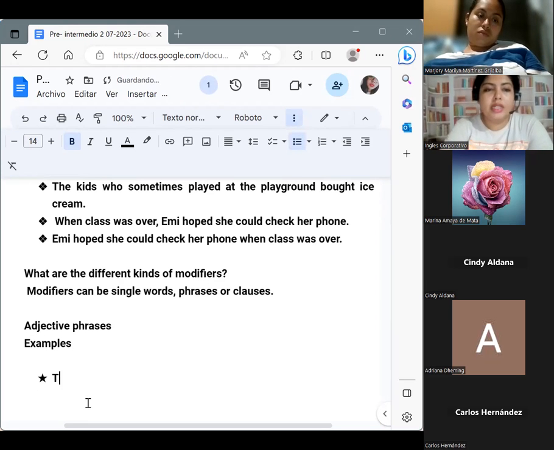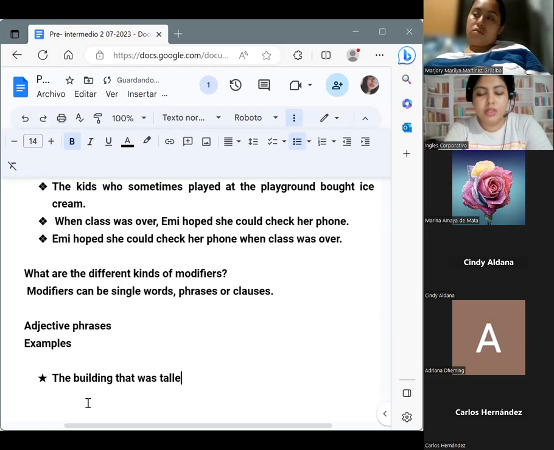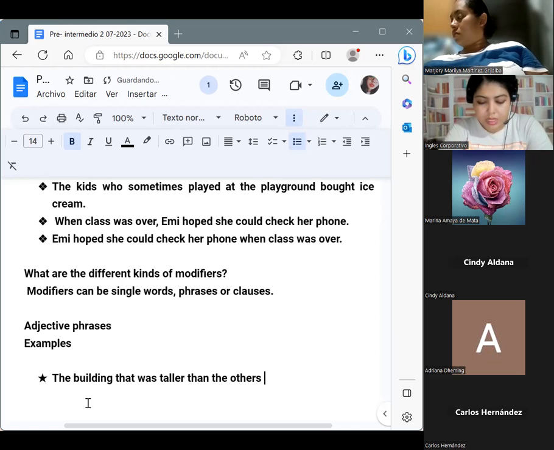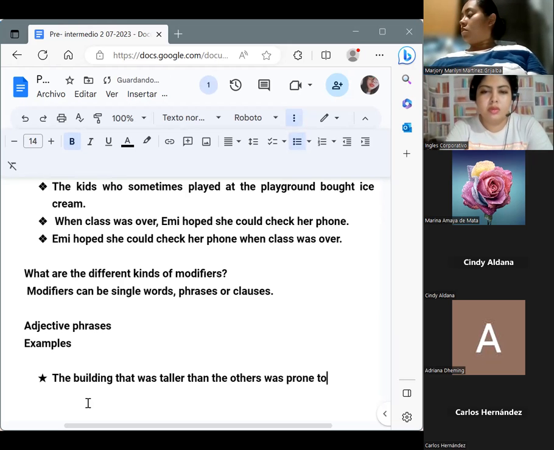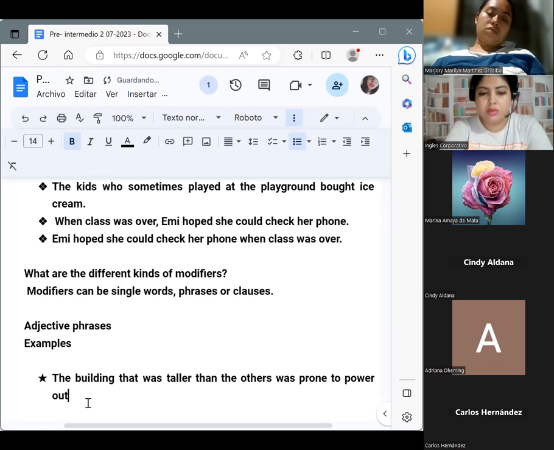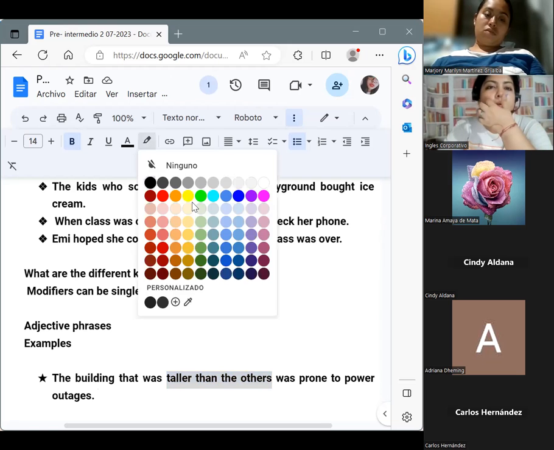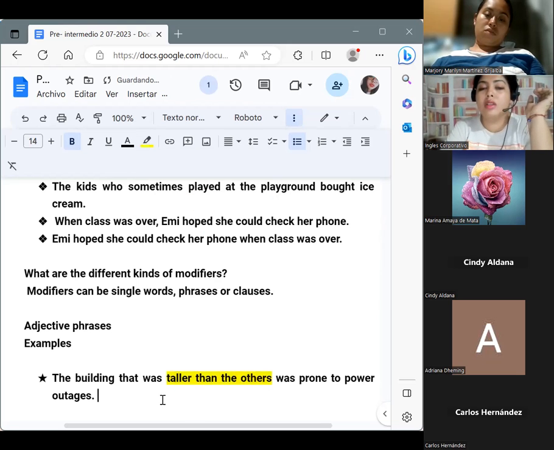Okay, the building that was taller than the others was prone to power outage. So in this case, the adjective phrase is taller than the others, the complete part of the sentence.